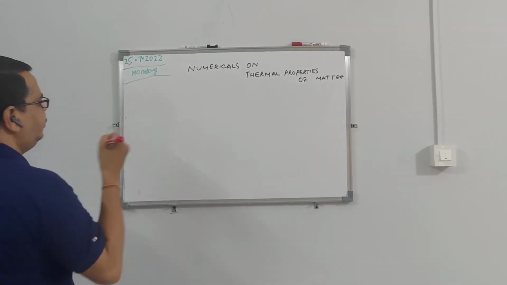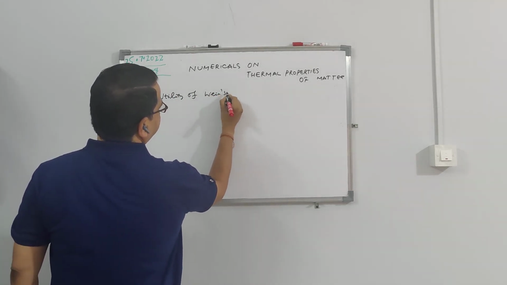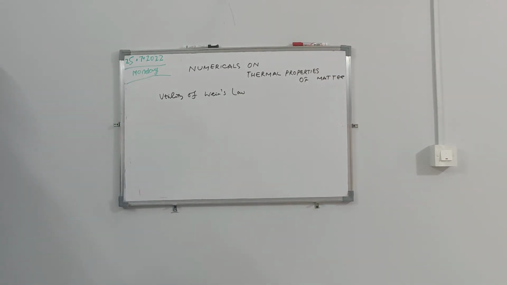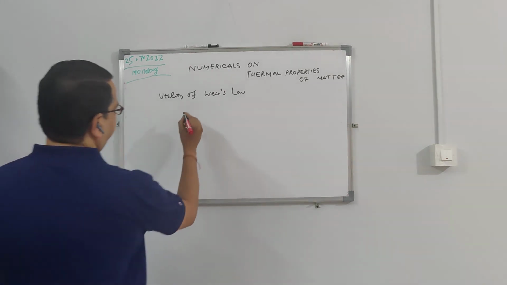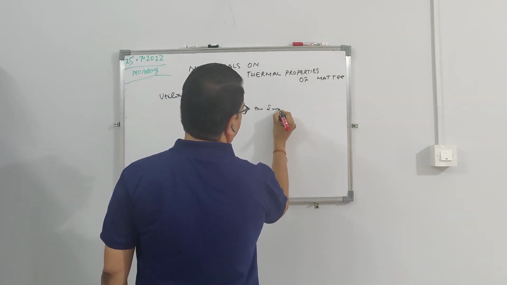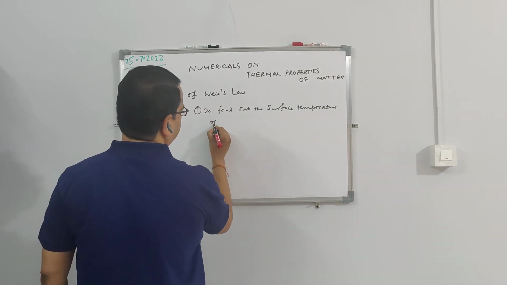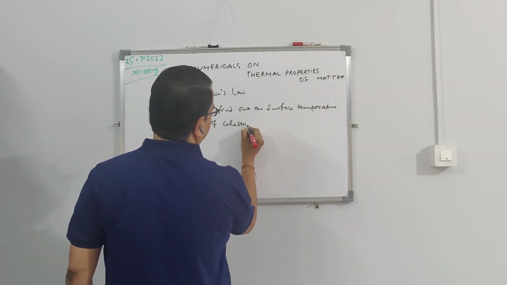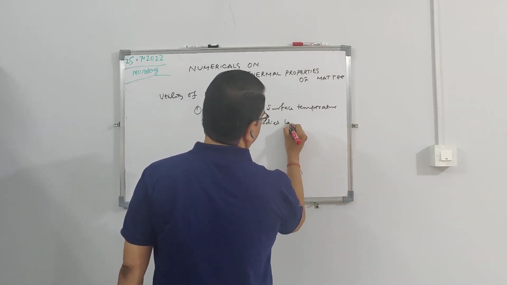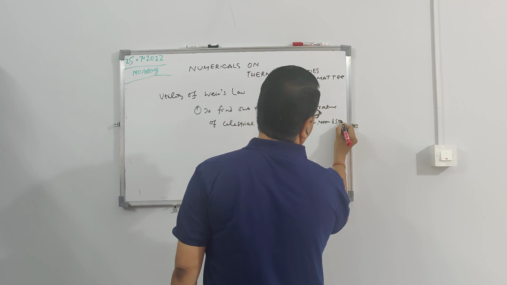So the utility of Wein's law. Where do we use it? Wein's law is useful to estimate the surface temperature of celestial bodies like the sun, moon, and other stars. That is the utility.